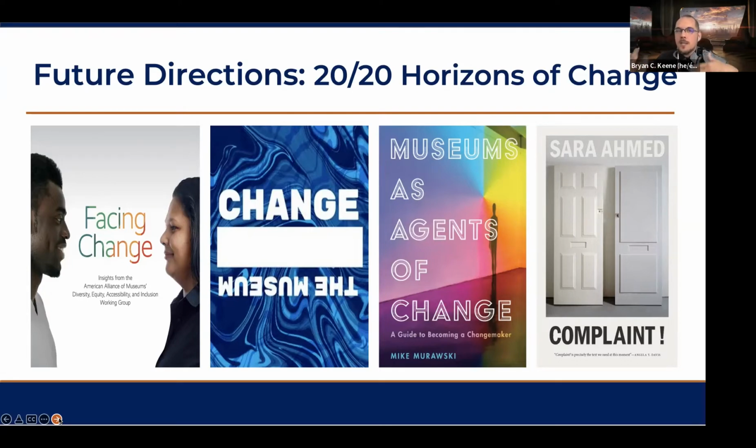And very quickly, museums grappled with issuing statements to respond to the kind of public outcry that institutions reflect upon the trauma in our world and become safe spaces. And so the studies that have come out since Change the Museum emerged, not referencing Change the Museum though, are books like Museums as Agents of Change by Mike Murawski, a wonderful study of the last 10 plus years of museums as sites of change.